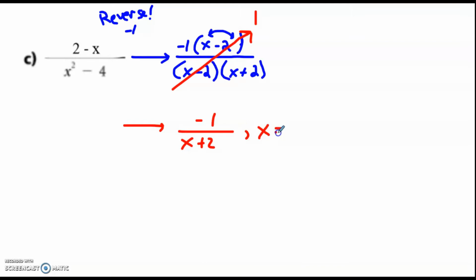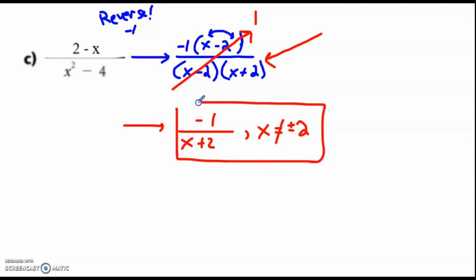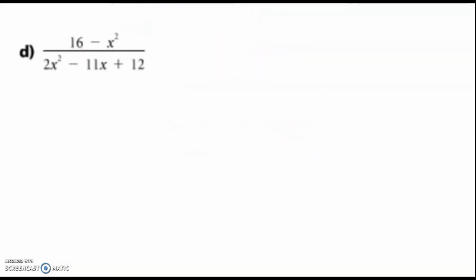Except for my non-permissible values, which I want to grab from the original expression. So I factored this so I could clearly see the pieces, and I can see that x could not equal plus or minus 2, like that. We are done. Wonderful. Next, this one's got a lot going on. So in the denominator, we're likely looking at doing a decomposition, and in the numerator, we're looking at doing a reversal.